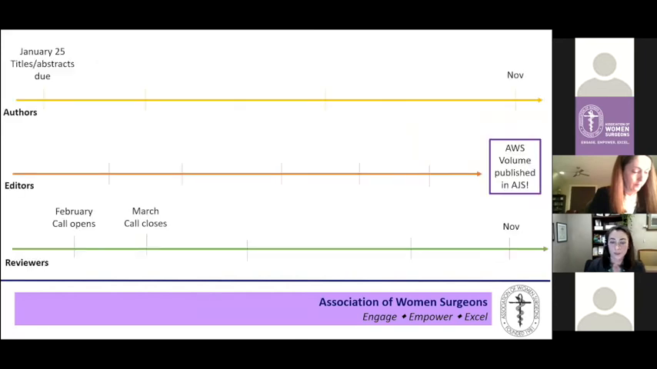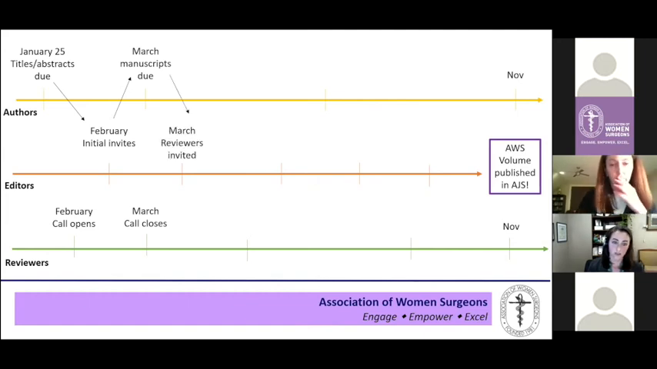So just a quick overview of the timeline. We're going to get into the nitty gritty. For those of you who are interested, you can see here that the call for reviewers opened on February 1st and will close on March 1st. The initial titles and abstracts were due January 25th, and the notification emails went out yesterday. Then we proceed to having the manuscripts submitted formally to the American Journal of Surgery.